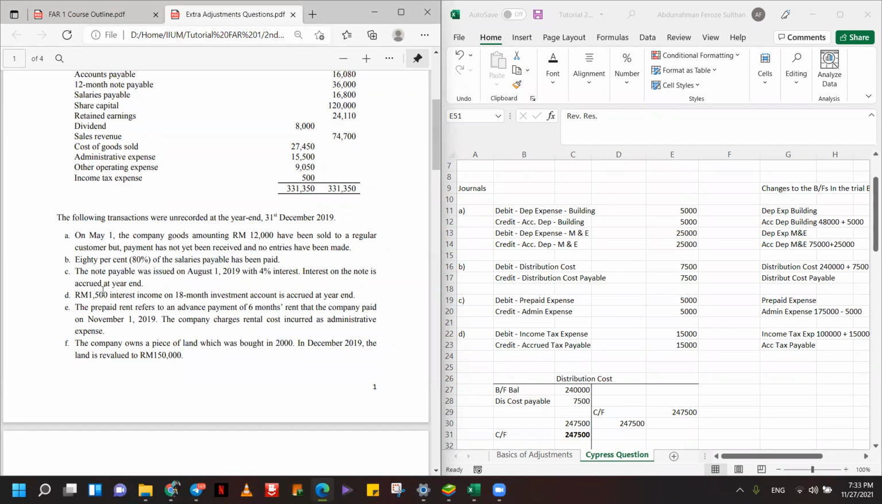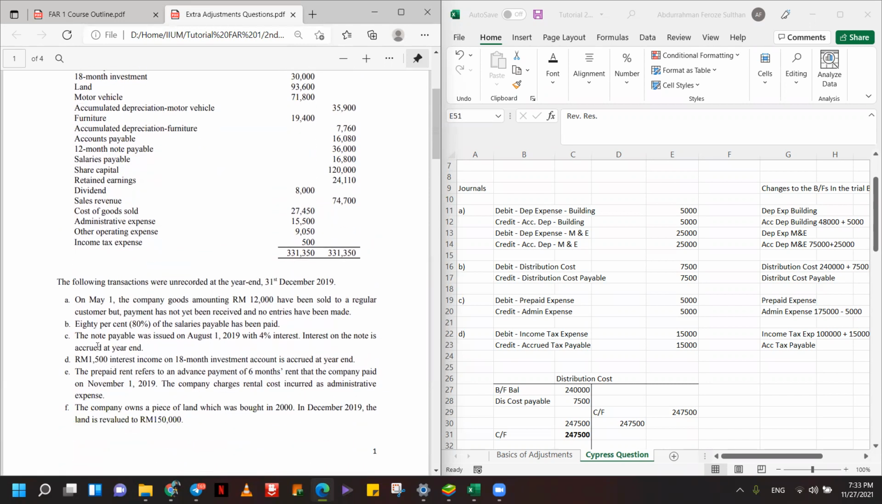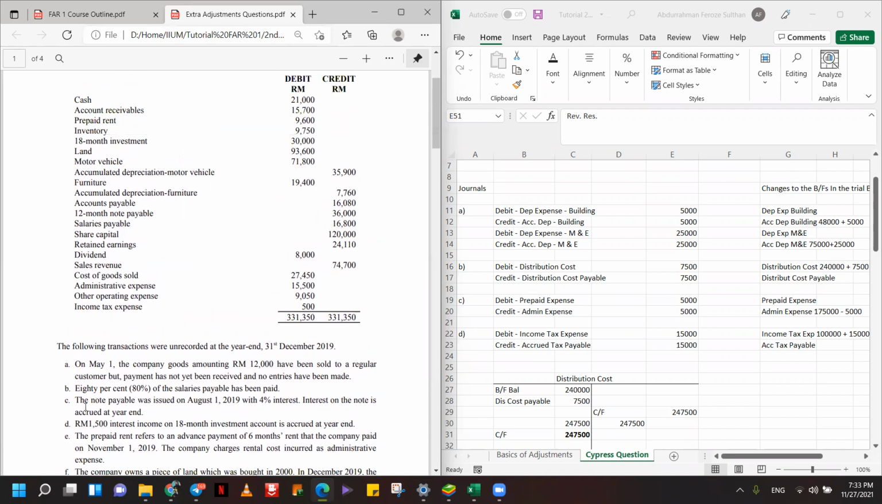Let's just take one of these, for example. This was an interesting one that I was just looking at. This one, part C: the note payable was issued on August 1st, 2019. Just remember that the year ended 31st December, right? So the note payable was issued on August 1st, 2019 with 4% interest. Interest on the note is accrued at the end. This is a 12-month note, 36,000 payable. What do you debit here? What do you credit? Can anyone answer this one?